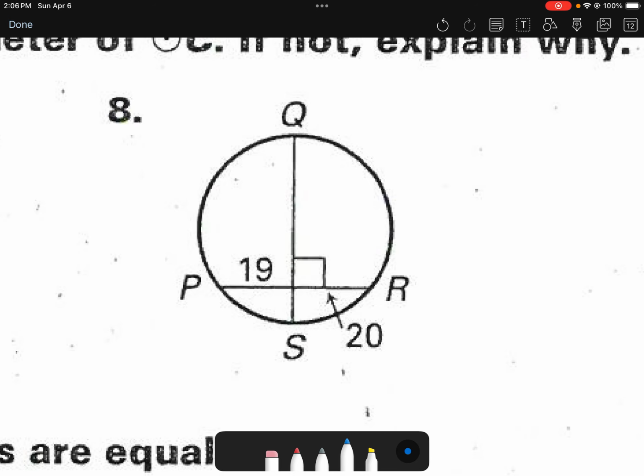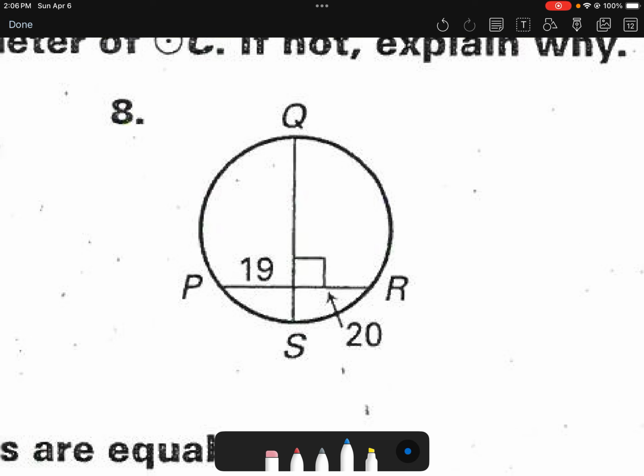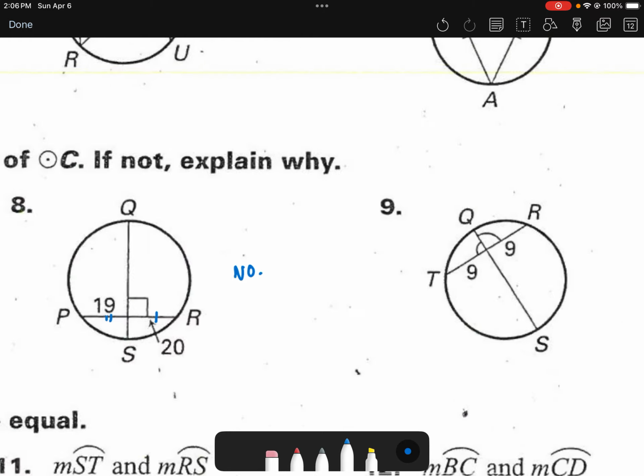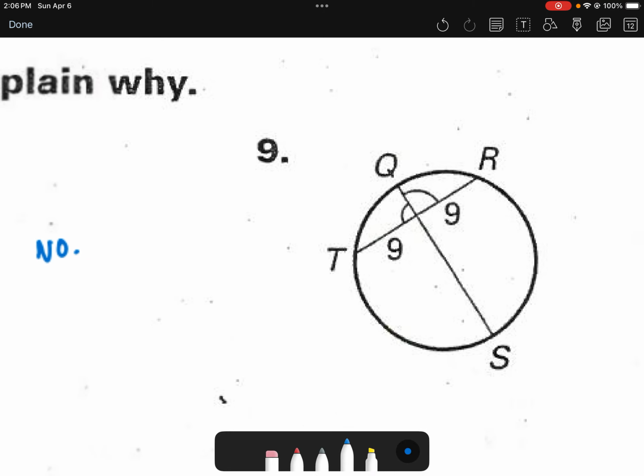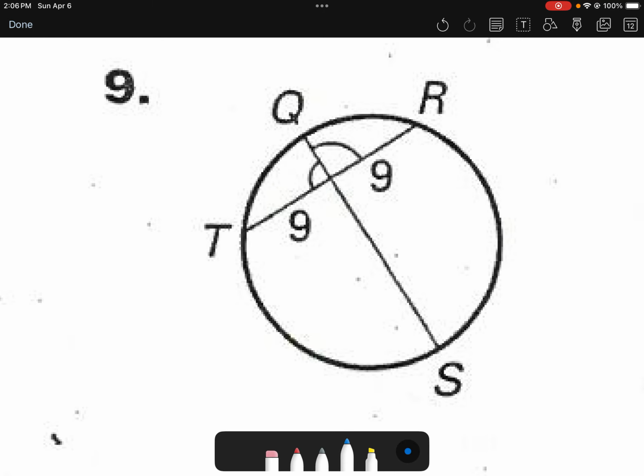Now, if you're missing one or both things, then it's not a diameter. Notice how this segment has a length of 20 and this one has a length of 19. It has to be bisected at a right angle. You got the right angle, but not bisected. Okay, notice how we are bisected here, but there's no right angle until you realize these two angles are congruent. They have to be 90 each because it makes a line.